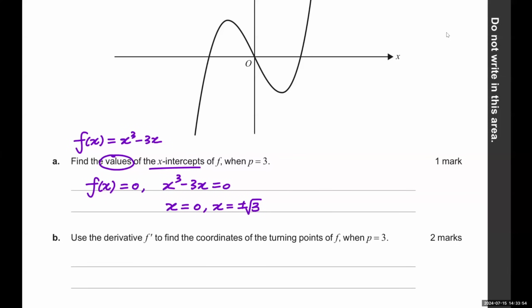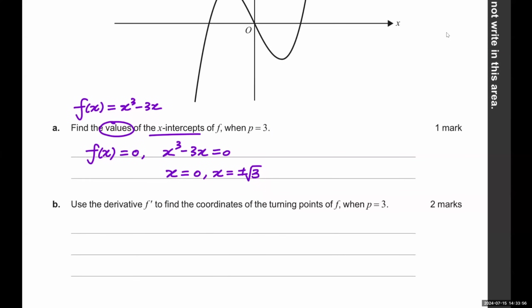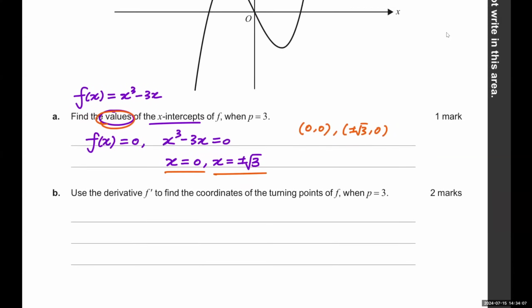Notice that the question didn't ask for the full coordinate, so there's no need, I suppose, to write it like (0, 0), (plus or minus root 3, 0). We just need the values, okay? For the x values, x-intercepts.